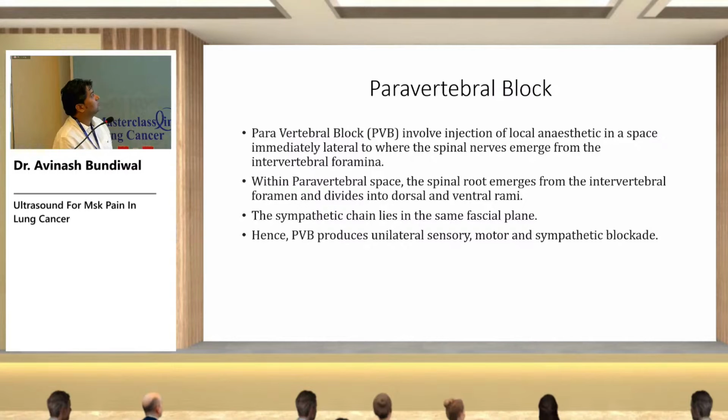So it involves injection of local anesthetic or neurolytic agent or steroid immediately lateral to where spinal nerve emerges from the intervertebral foramen. Spinal nerve root emerges from the intervertebral foramen and divides into dorsal and ventral rami, and sympathetic chain also lies in the same fascial plane. So what is the advantage of this block? It produces unilateral sensory, motor as well as sympathetic block. So it is helpful in neuropathic pain also.